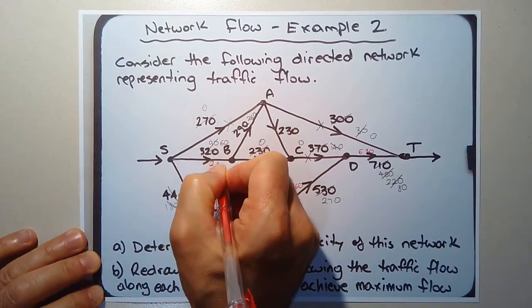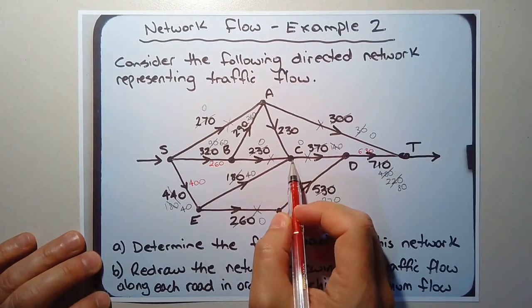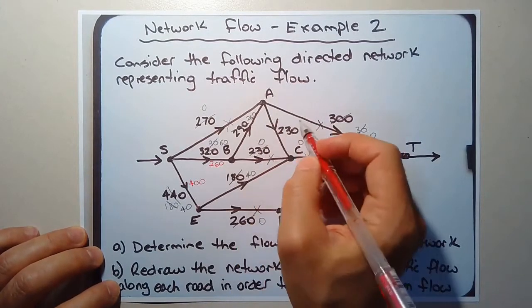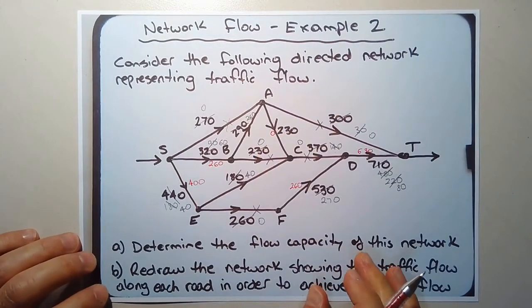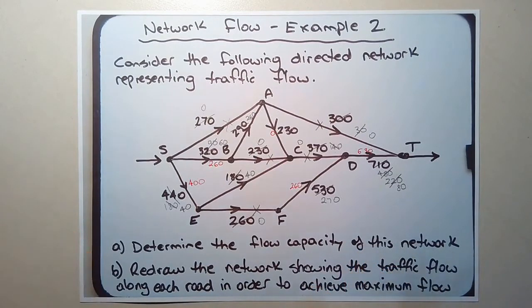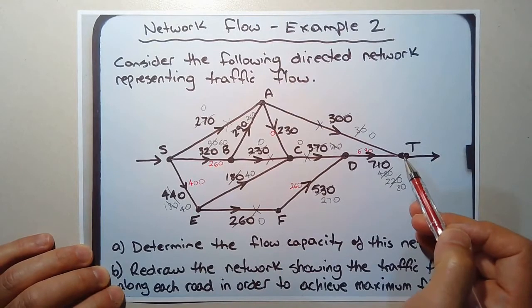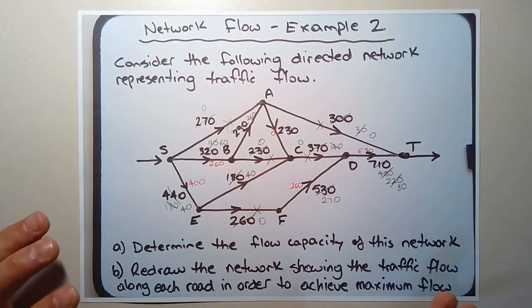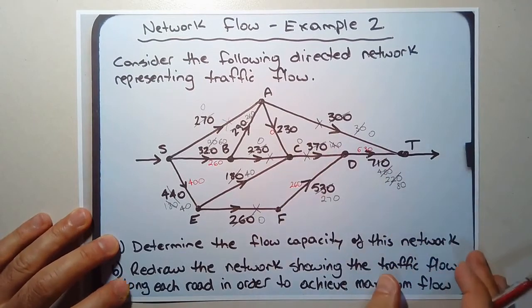So 260 there. BC is at capacity. In fact, AC never even got used. So AC is totally redundant. That capacity there can be 0. AC never got used at all. Now, you may end up with a slightly different answer. It doesn't actually matter. It really depends on which paths you considered. If you did consider SB, AC, DT, then AC would have been used, and you might have some slightly different numbers. But this is not the only solution, it's one of many solutions.